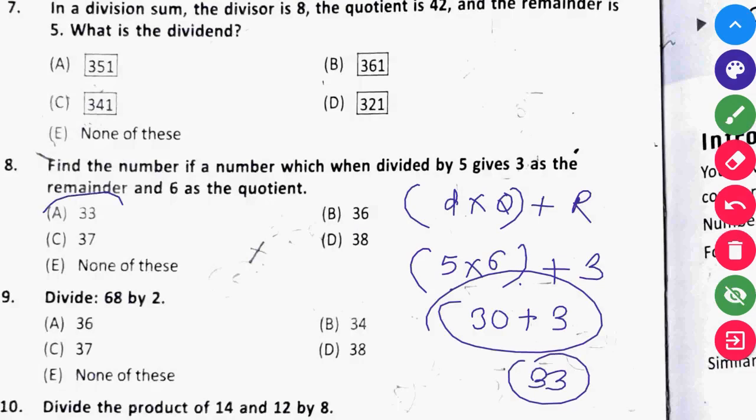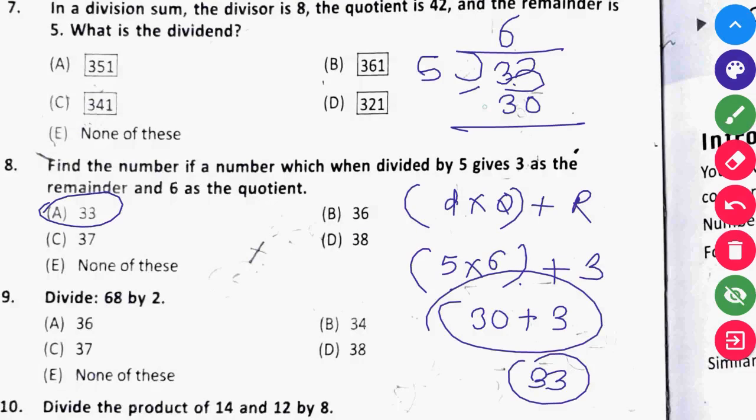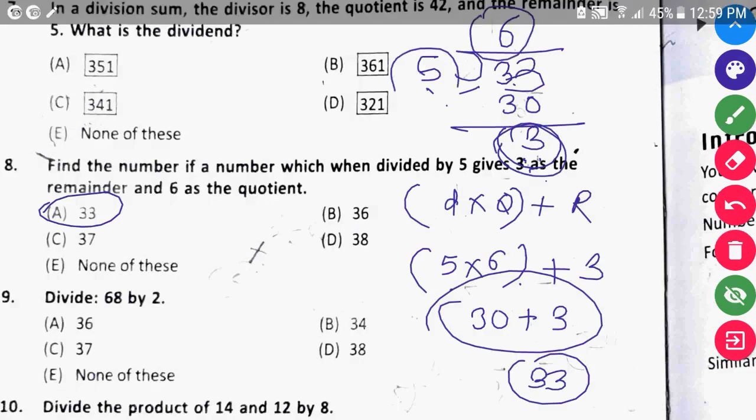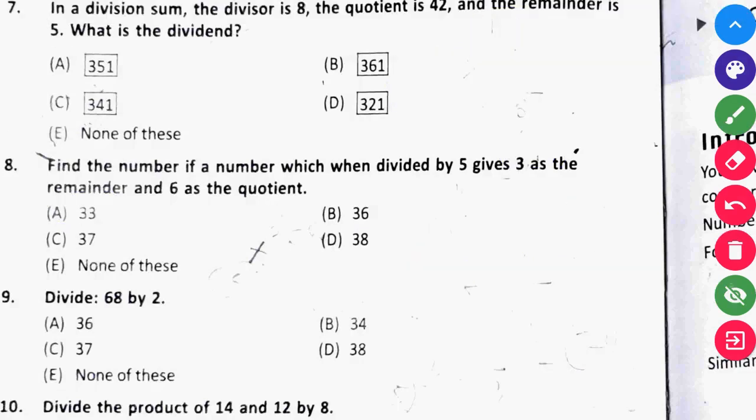If you want to cross check it, how will you check? Divide 33 by 5. 5 sixes are 30. 3 will remain. Now 3 is less than 5, so we cannot divide it further. So our remainder is 3, quotient is 6 and divisor is 5. So our answer is correct. We can divide it further, but we have to add a decimal point and then we can divide it. This is what you will learn in 7th or 8th standard. Okay.